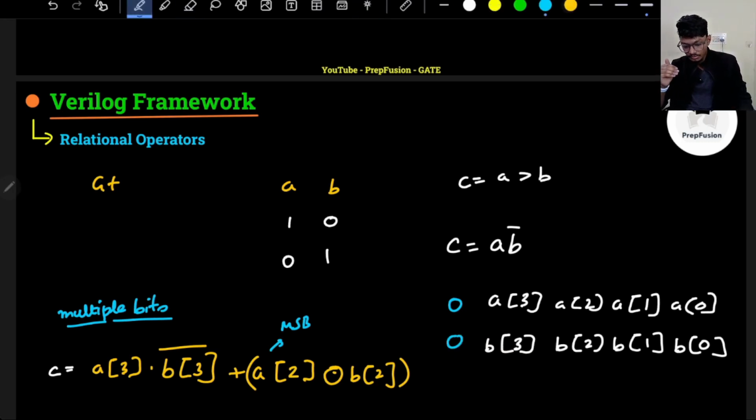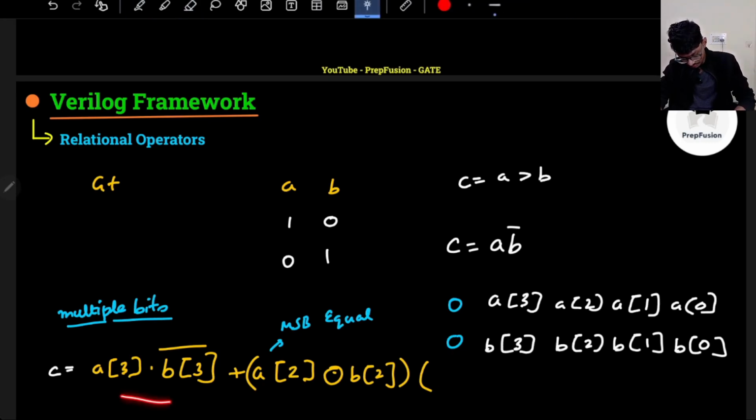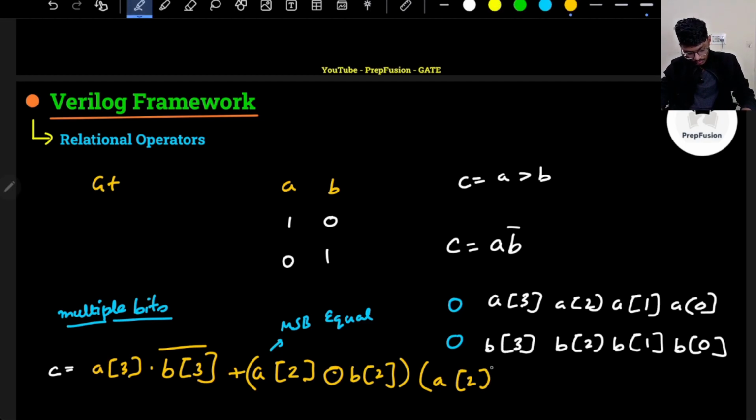So if they are equal, that means I have to check the next MSB. So MSB equal, then I will check the next MSB. Next MSB will be this one. How do we check the next MSB? Just like this, but here bit position 2 will be there. So it will be A of 2 dot B bar of 2.